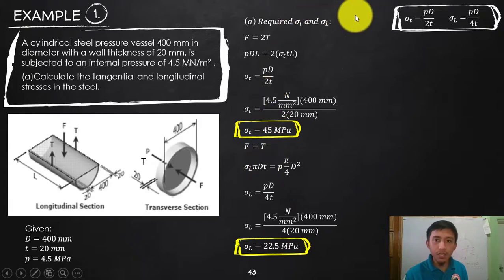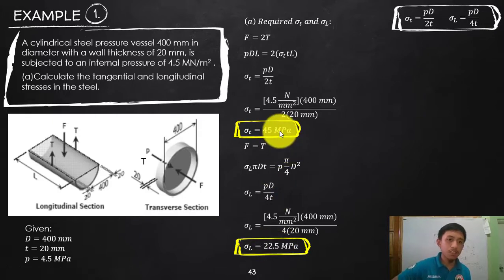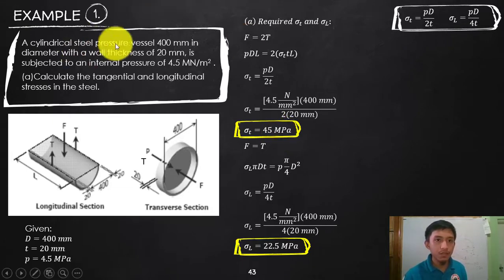Okay, calculate now the longitudinal. Again, this is the derivation for that, so we will just use this directly. PD over 4T. So P is the same, D is the same, T is the same, only that the denominator is 4. So multiply and divide, you will end up with 22.5, which is, if you relate this one, the tangential is twice. If I multiply this by 2, that is exactly 45. So that is your tangential and longitudinal stress of our thin cylindrical pressure vessel.